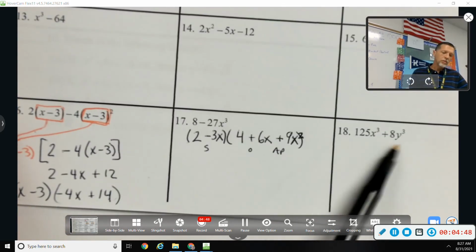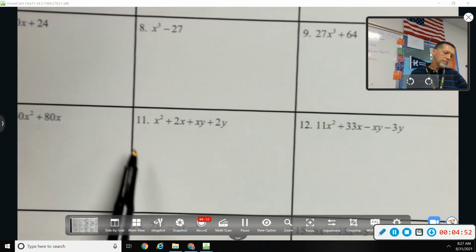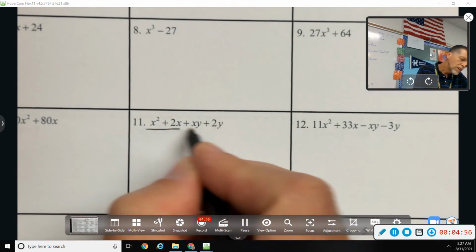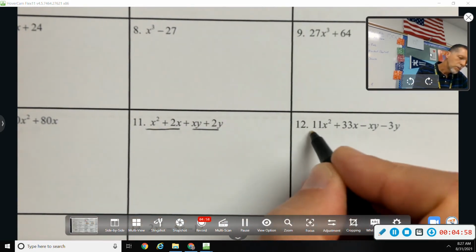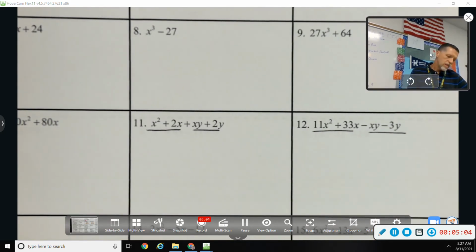18, both of those are perfect cubes. Anything with 4 terms is grouping. So 11 and 12, those are grouping questions. I don't. It's a good question. How do you know what to do?